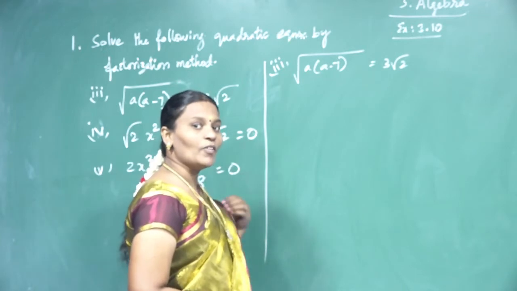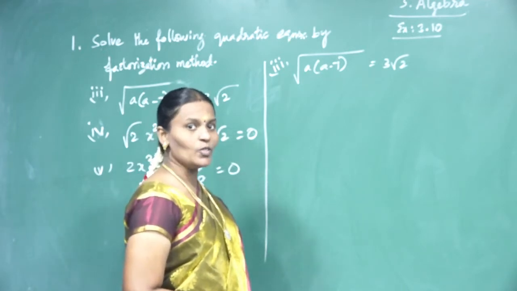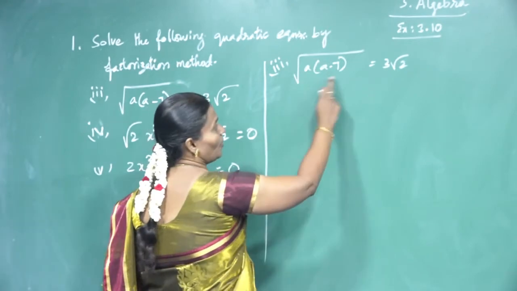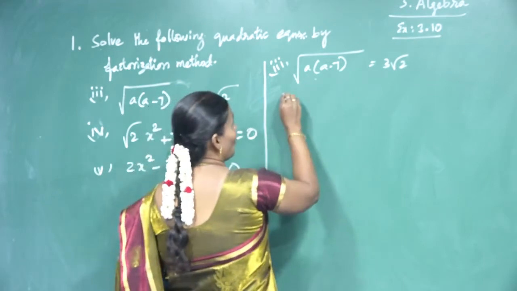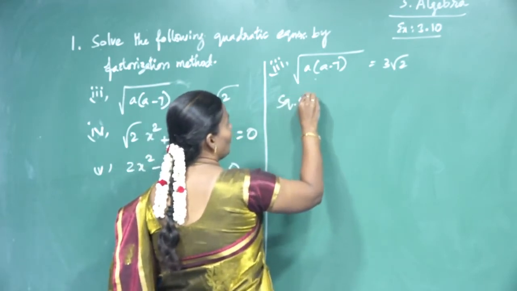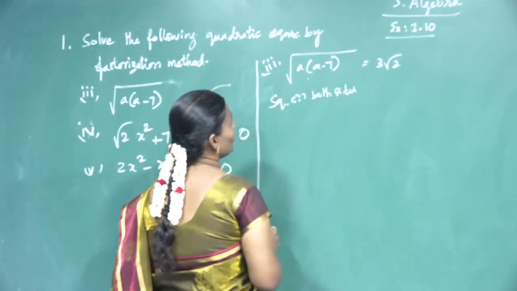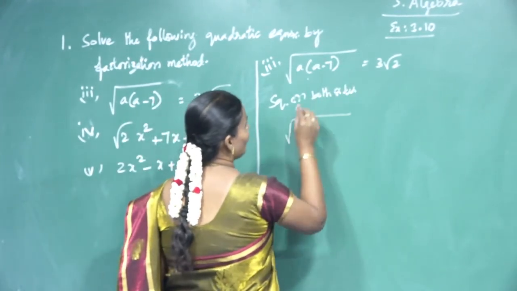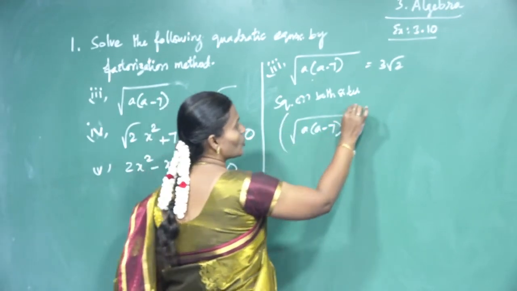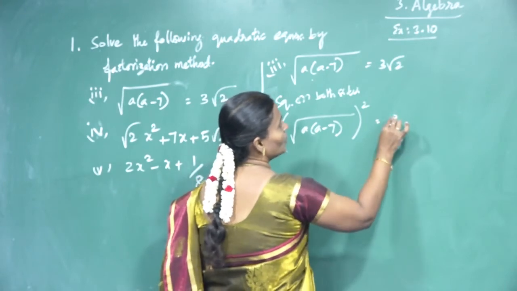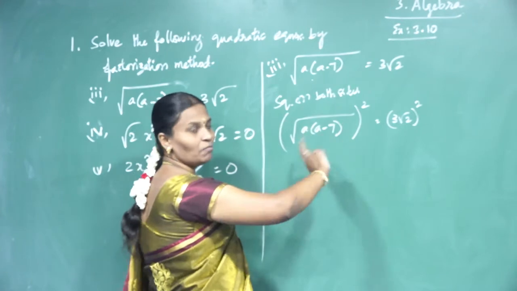What is the general form of the quadratic equation? ax square plus bx plus c is equal to 0. So how do we convert it into the general form? Square on both sides. See what is given: the square root of a minus 7, the whole square, is equal to 3 root 2, the whole square. Square on both sides.